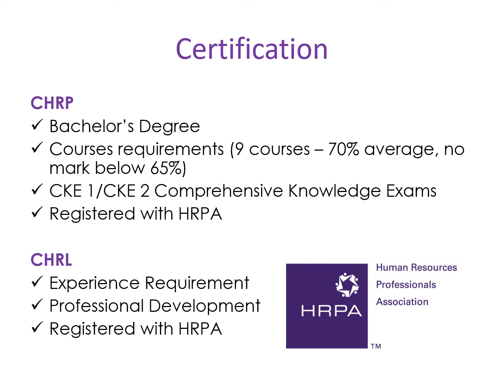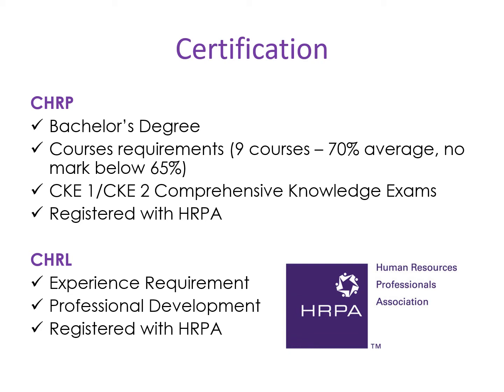The CHRP is the entry-level certification to be an HR professional in Ontario. It requires a degree or diploma in business. It also requires that you take 9 of the required courses with a 70% average, with no mark below 65%. And then they have a comprehensive examination that you have to take to get your CHRP, as well as being registered with the HRPA Association.